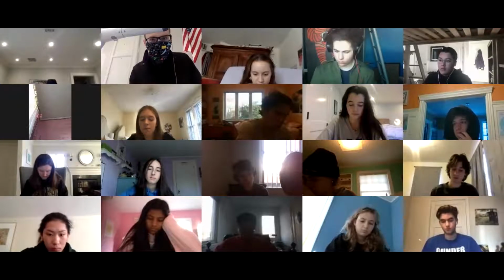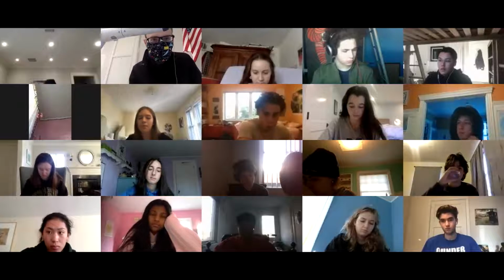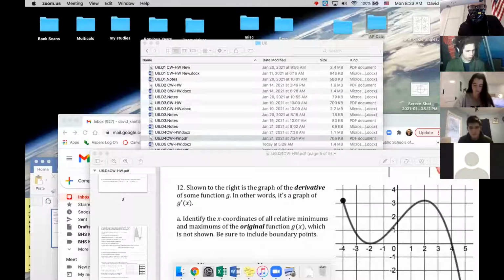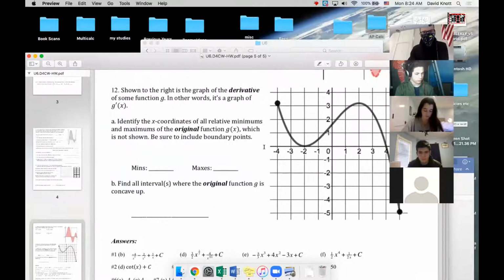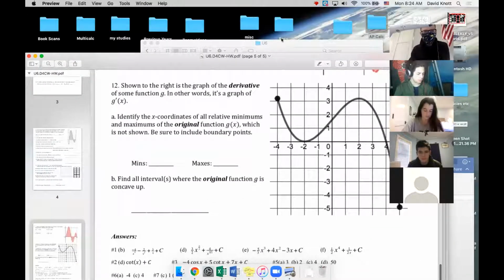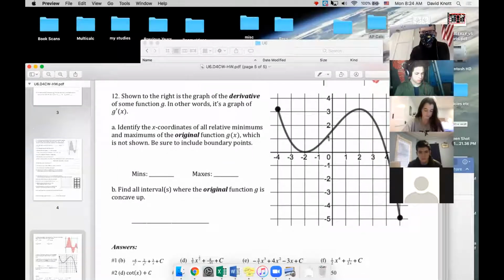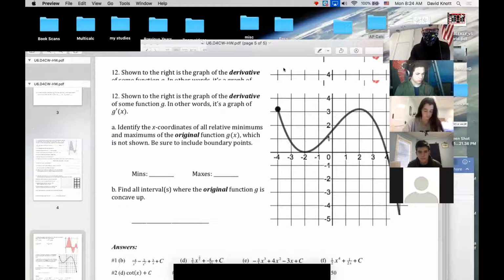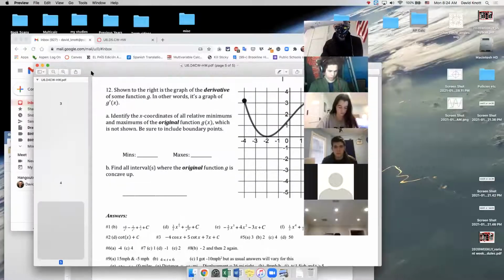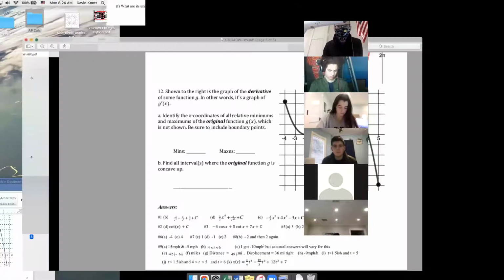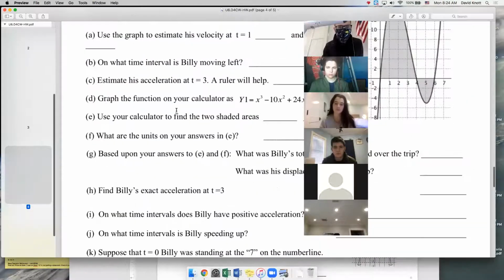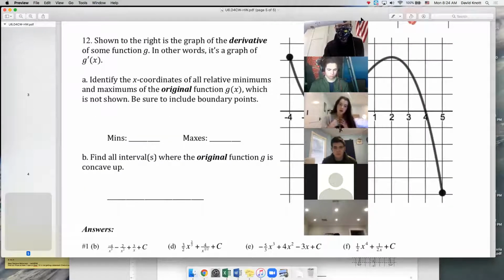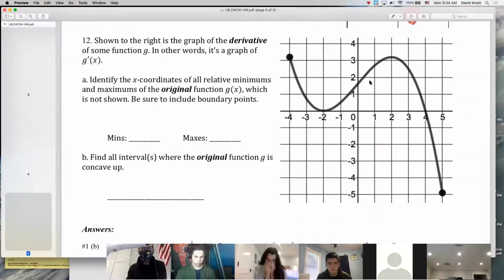Yeah, that's kind of a review problem. Let me share my screen and we'll talk about it. I threw this in here basically because it's kind of a tough topic, and I was hoping that you guys would review it a little bit. So this problem, number 12, we give you the derivative of some function g. You might remember these problems from the previous unit. We give you the graph of not the original function, but the derivative of some function, and then we ask you questions about it.